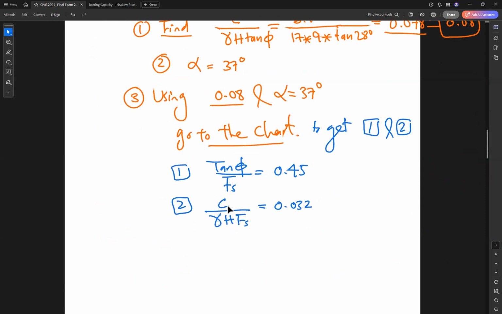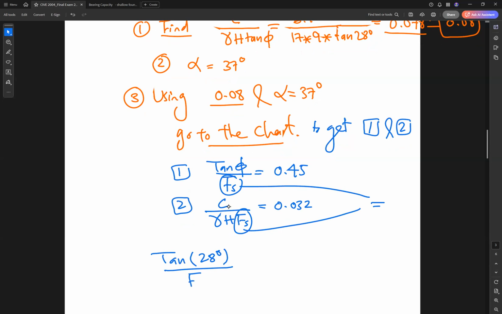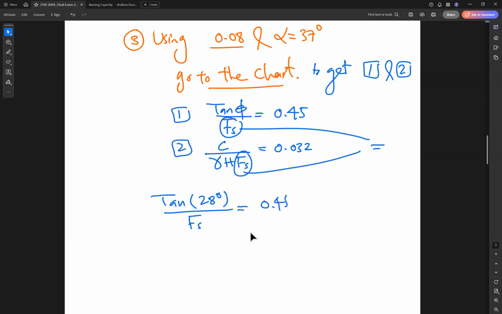Actually, it should be equal. So the factor of safety from here and here should be the same, but due to the inaccuracy of measurement, it should be close. Okay. So from value 1, how much is tan phi? How much is phi? tan 28 divided by factor of safety equals 0.45. So we can get the factor of safety.